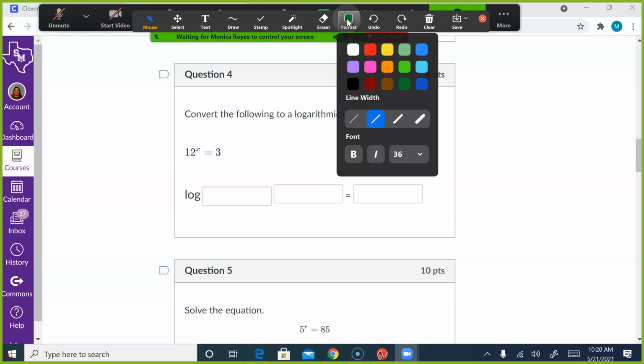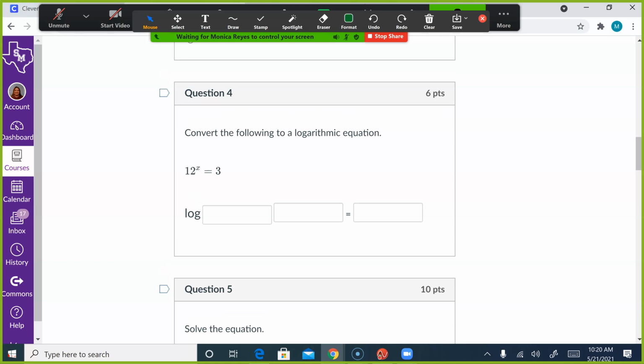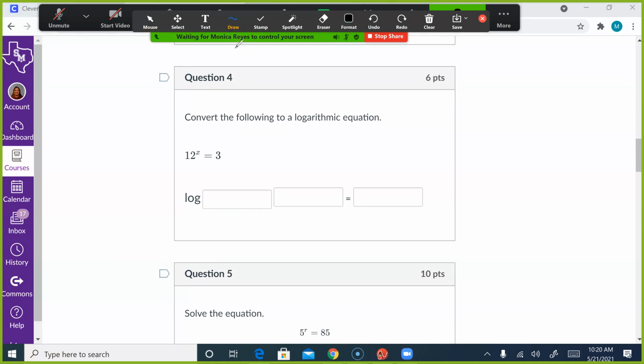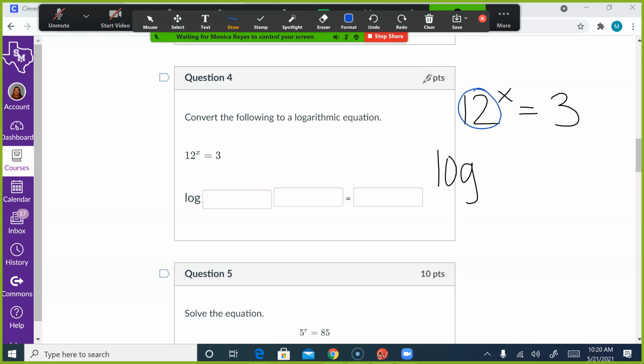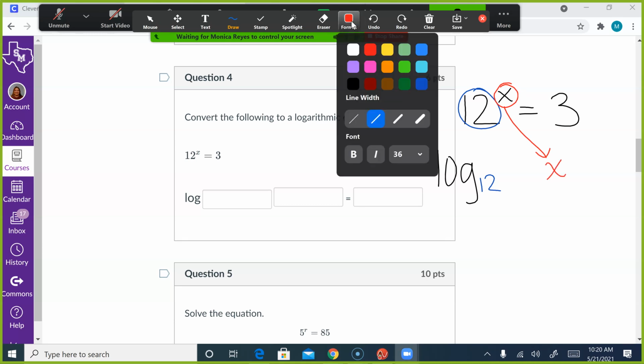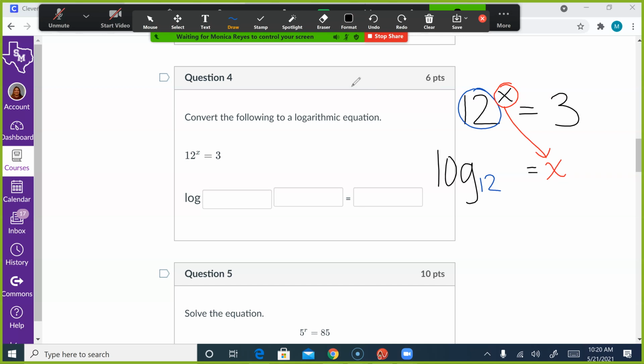So for number 4 here, what they want you to do is take this exponent form, just like we did before, and write it in log form. So if you remember, in log form, the base drops down, so this number is going to come down and be the subscript. And the other two things switch. So my exponent is going to go to this side of the equation. And my value, my answer, is going to go inside the log. So for this one, that's really all we need to do.